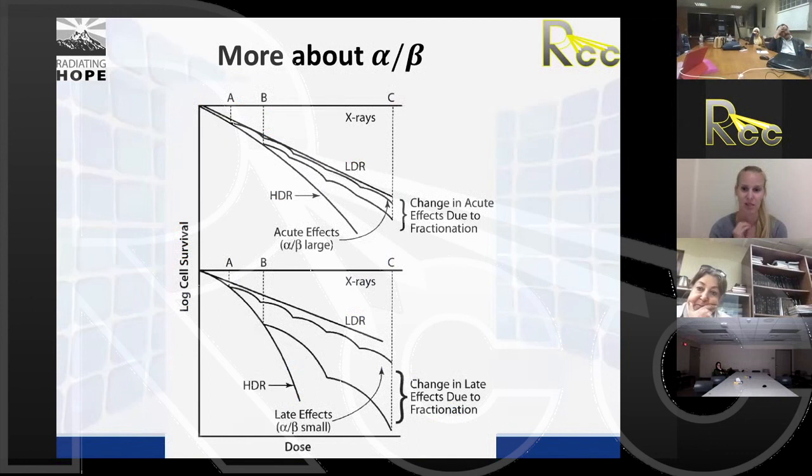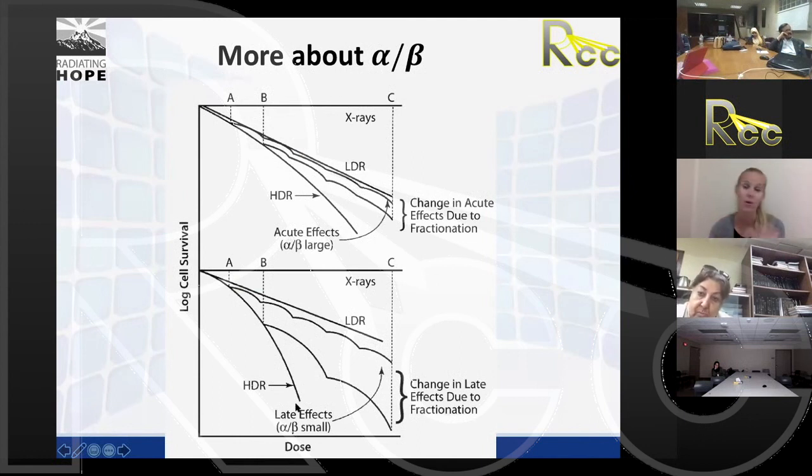So this is just a graph that shows the differences. The top part of this graph is for tissues that have a large alpha-beta ratio. Most of our tumours, certainly our gynecological tumours, have a large alpha-beta ratio. So you can see that if you give the radiation dose in a single fraction, or if you use multiple fractions, the amount of cell killing is kind of the same. It's not very different. The big difference comes from these tissues with a small alpha-beta ratio.